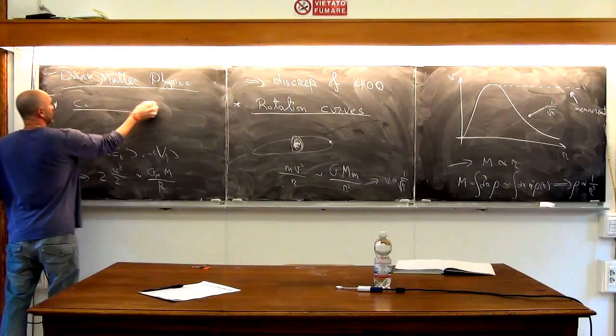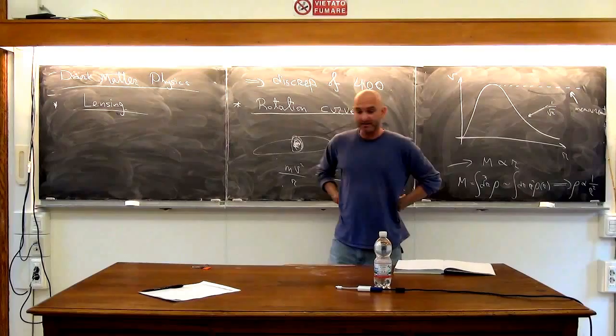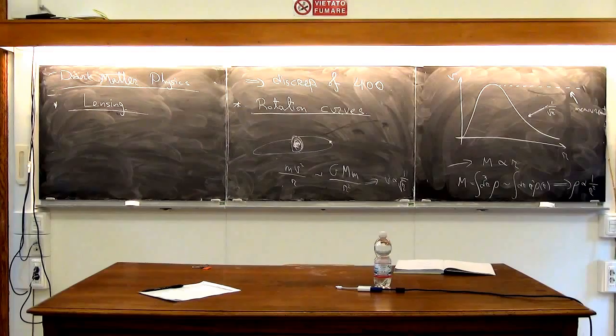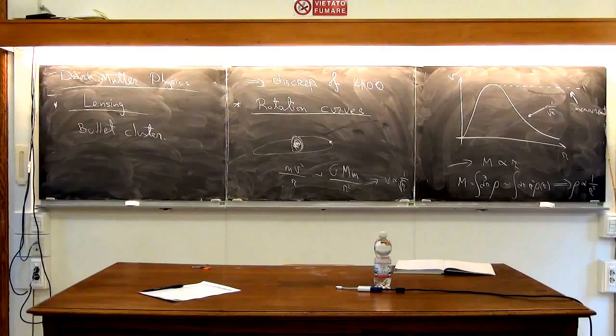Okay. So the next thing that we have evidence for, we use lensing, the gravitational lensing. And one really interesting piece of evidence for dark matter is the so-called bullet cluster. And the bullet cluster is the following. We see a snapshot of two clusters of galaxies that collided.